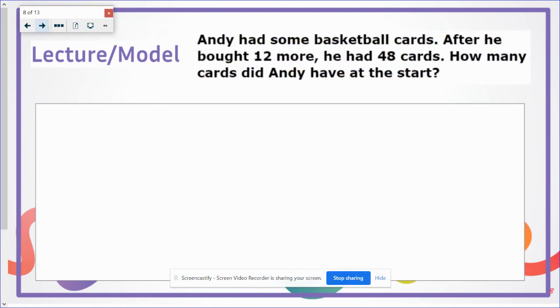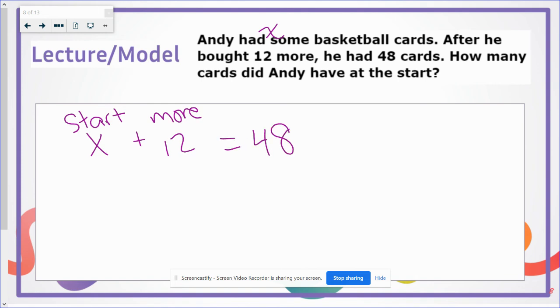All right. Andy had some baseball cards. Let's call that X. After he bought 12 more, so we started with X, bought 12 more, he had 48. How many cards did Andy have at the start?